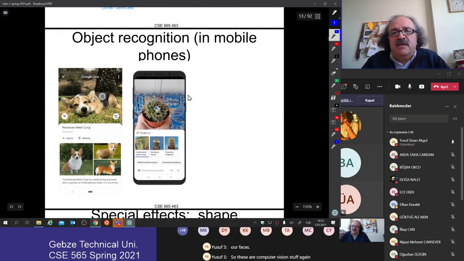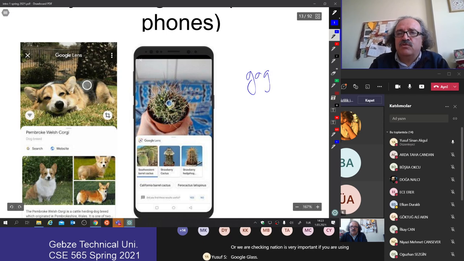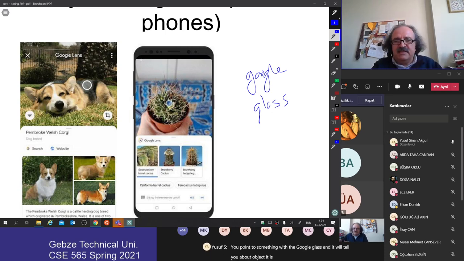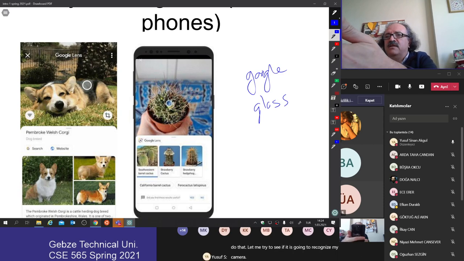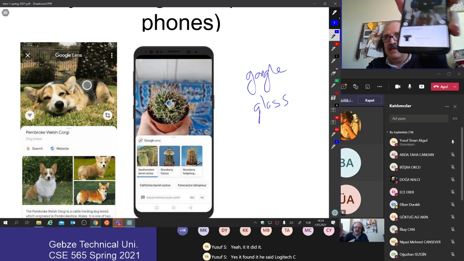Again, object recognition is important. In mobile phones, object recognition is very important. If you are using Google Glass, right? You point to something with the Google Glass, and it will tell you what object it is, and it will find it. Actually, let me try to do that. Let me try to see if it is going to recognize my camera. Yeah, it did it. It says Logitech C920.